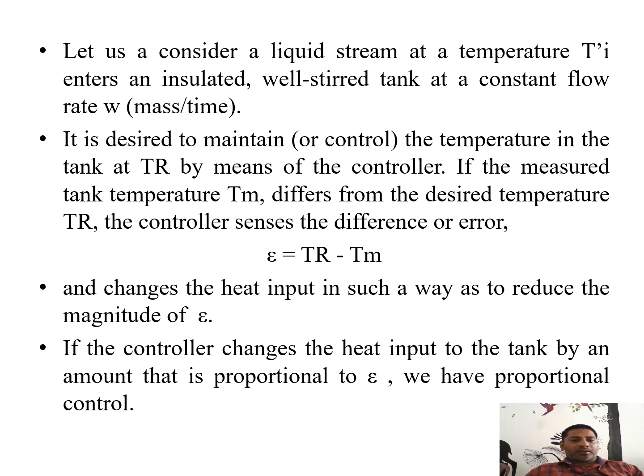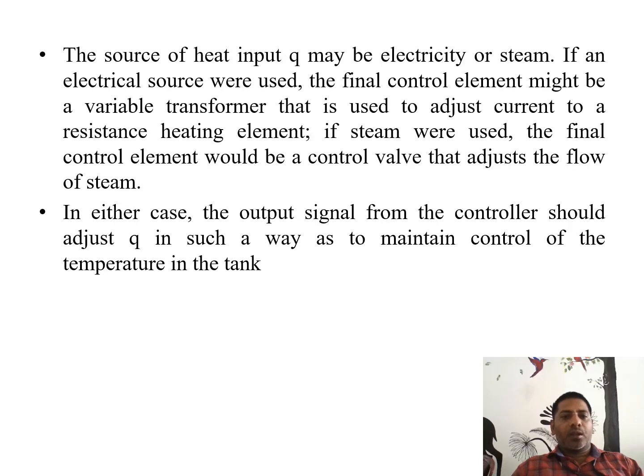If the measurement of tank temperature Tm differs from the desired temperature TR, the controller senses the difference or error epsilon, equal to TR minus Tm, and changes the heat input in such a way as to reduce the magnitude of epsilon. If the controller changes the heat input to the tank by an amount proportional to epsilon, we have a proportional control system. The source of heat input is Q. Q is the heat input, produced by electricity or by steam.